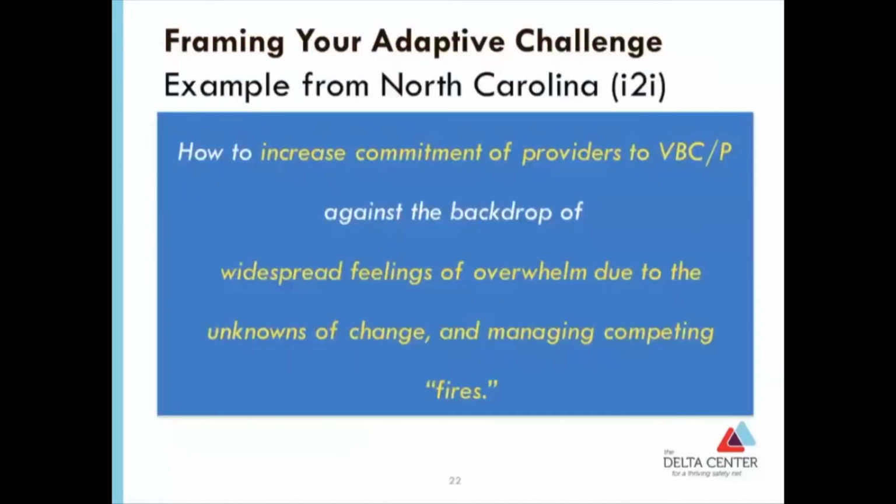And after talking with Ann and Mary and Julian, we came up with this kind of working statement, just as an example, based on the challenge that you presented. So: how to increase the commitment to value-based care and purchasing against the backdrop of widespread feelings of overwhelm due to the unknowns of change and managing competing fires. We could finesse the wording a little bit, but this will give you a general picture of what we're looking for. What is the larger change that you seek? What is your vision of what you're hoping to achieve, not being too specific?